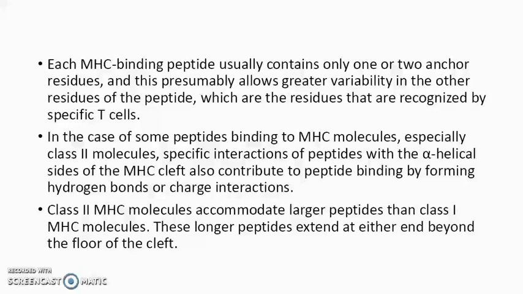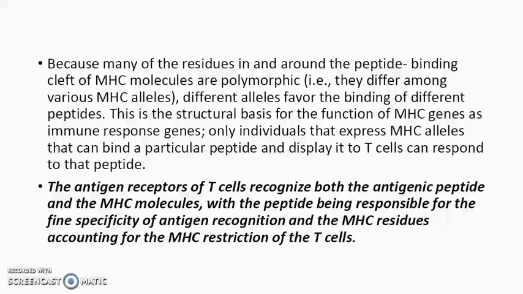Class 2 MHC molecules accommodate larger peptides than class 1 MHC molecules. These longer peptides extend at either end beyond the floor of the cleft. Because many of the residues in and around the peptide binding cleft of MHC molecules are polymorphic, for example, they differ among various MHC alleles, different alleles favor the binding of different peptides. This is the structural basis for the function of MHC genes as immune response genes.